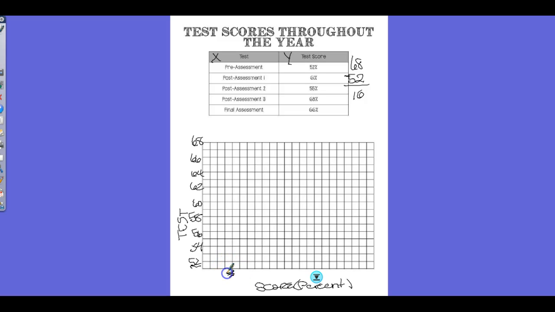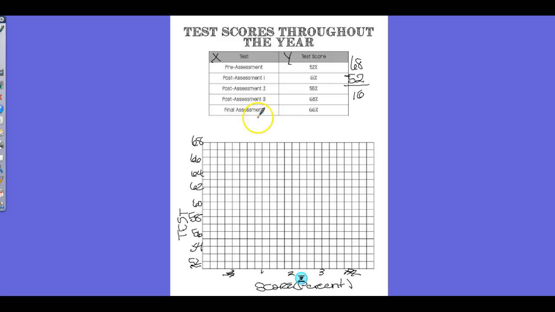PA, can't read that. All right, and then 1, 2, 3, 4. Then we have assessment 1. 1, 2, 3, 4. We have assessment 2. 1, 2, 3, 4. We have assessment 3. 1, 2, 3, 4, and we have assessment 4, which is the final. We'll put FA for final assessment.